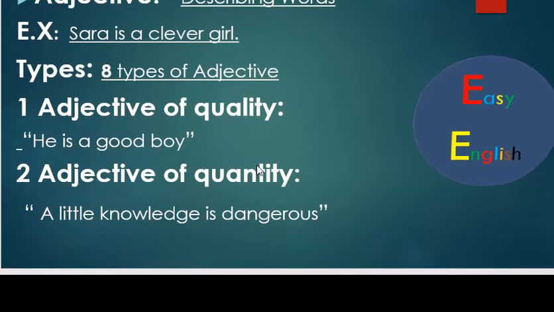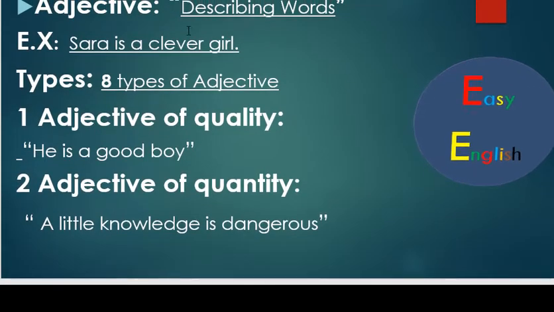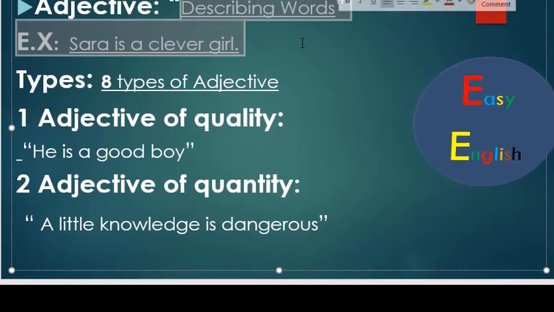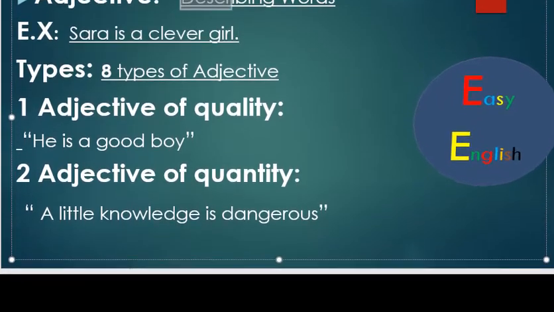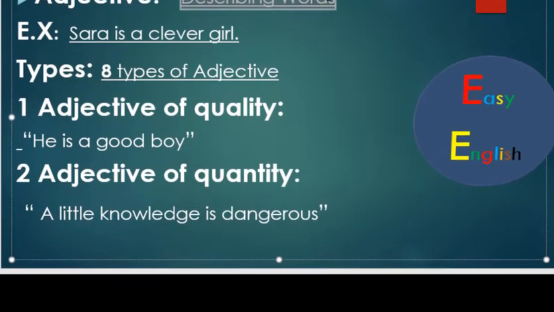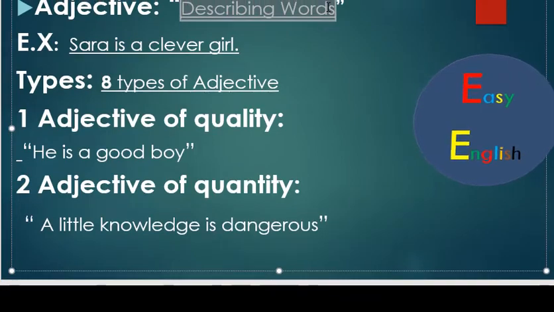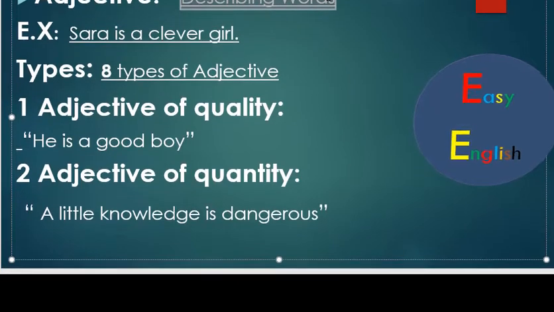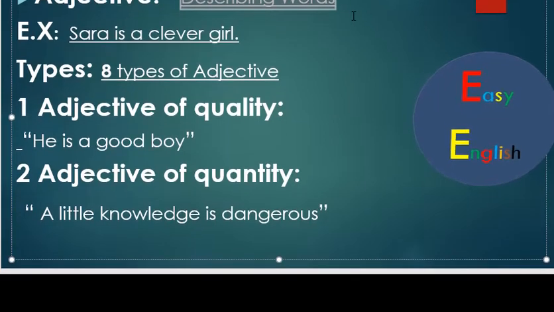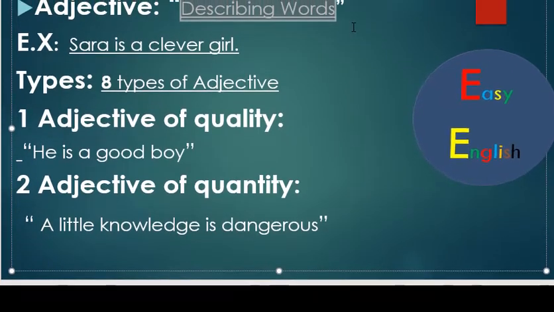What is meant by adjective? An adjective is also called a describing word. What is meant by describing words? The word which is used to add meaning to a noun or a pronoun. It means that a noun or pronoun used as a subject or an object of the sentence is described by an adjective.